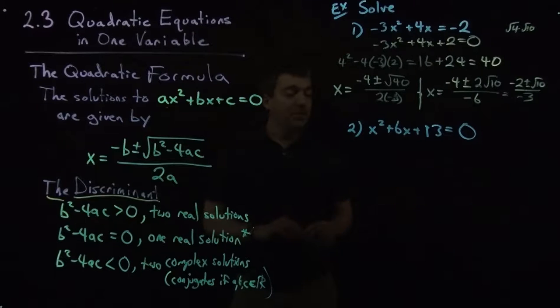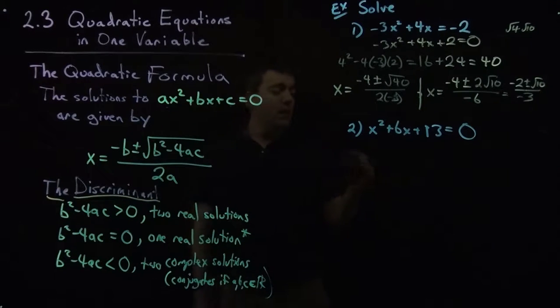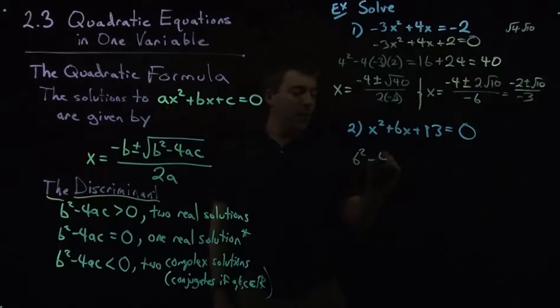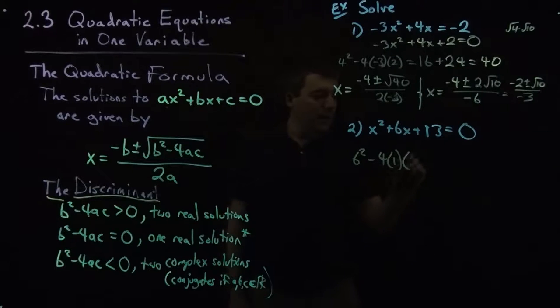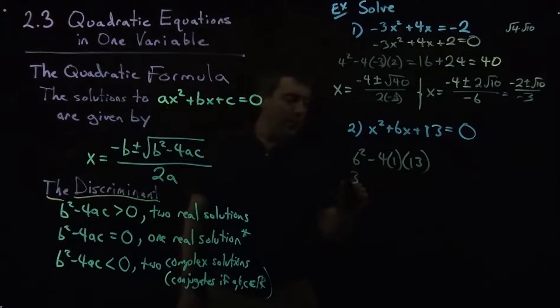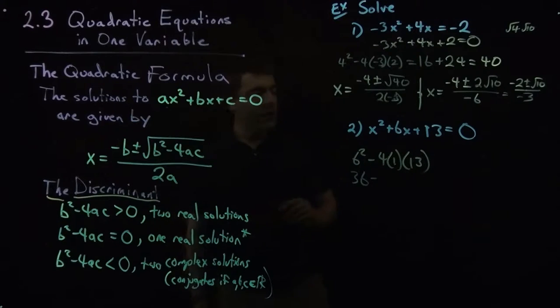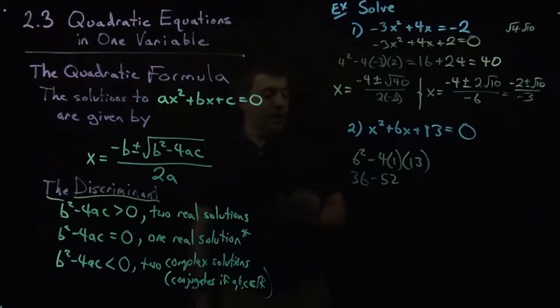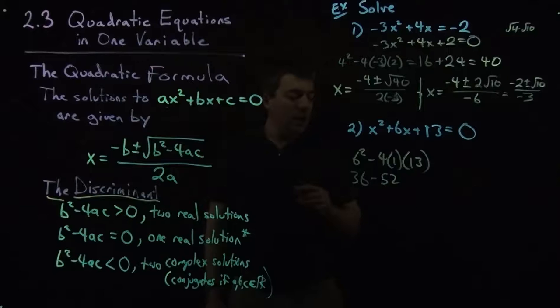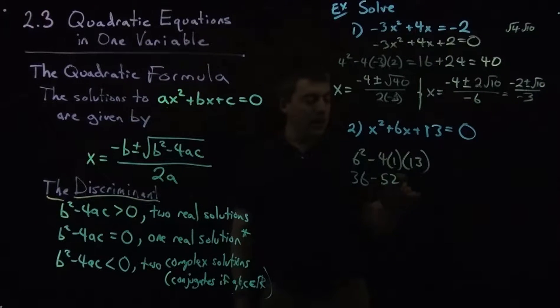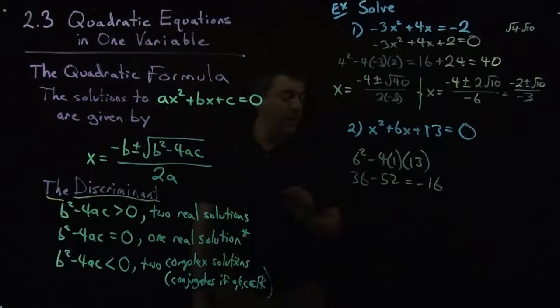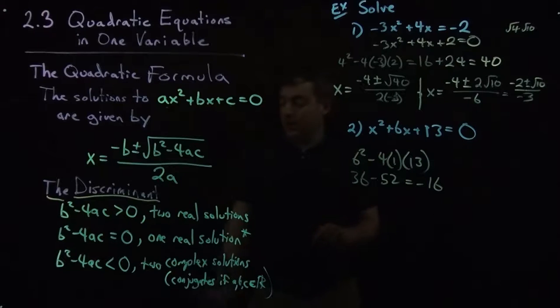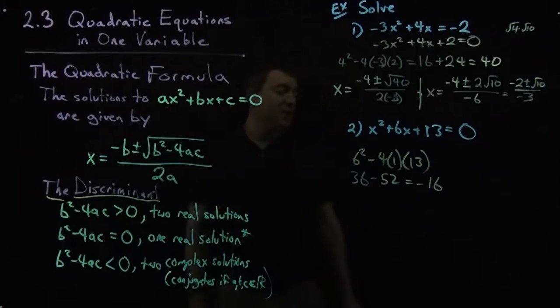All right, so how'd you do? For the discriminant, we've got, first off, b squared, so 6 squared, minus 4ac. So 36 minus whatever 4 times 13 is, which is going to be 52. 36 minus 52 is going to be, let's see, negative 16. Because 16 plus 36 is 52. All right. So it's a negative number. That means we're going to have two complex solutions.